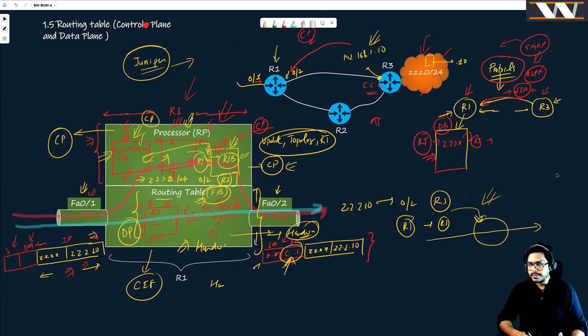Okay. So that adjacency table and that route table are the same in each and every vendor, wherever you used FIB? See, I cannot comment on other vendors because, believe me, my knowledge is limited with respect to others. Implementation details can change, but the basic idea is going to be the same. Got it. Okay.